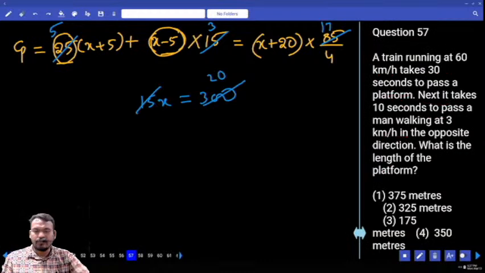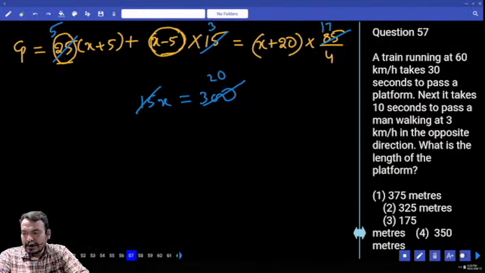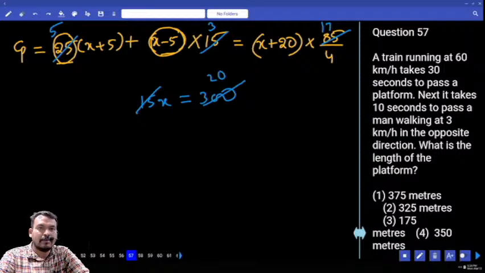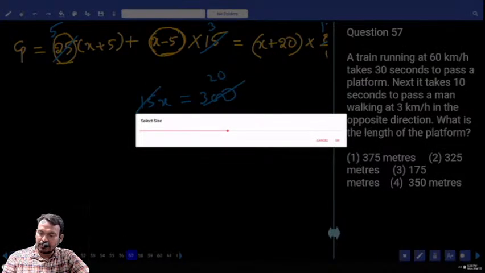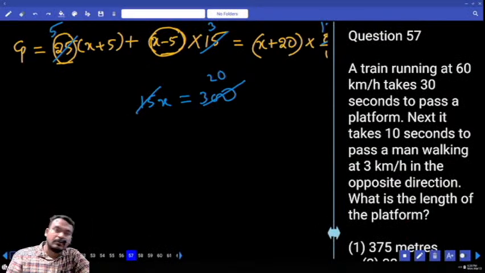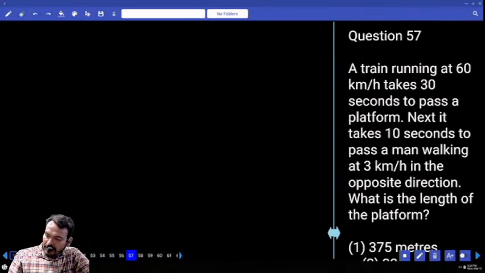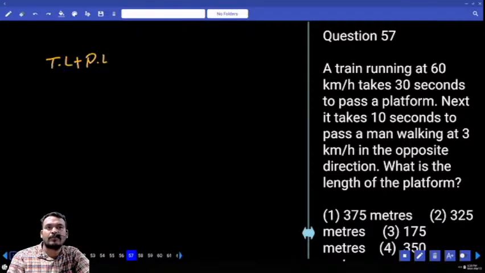Next question number 57. A train running at 60 km per hour takes 30 seconds to pass a platform. Next, it takes 10 seconds to pass a man walking at 3 km per hour in the opposite direction, or same direction? Opposite direction. What is the length of the platform? First of all, train passes a platform means total distance is train length plus platform length.